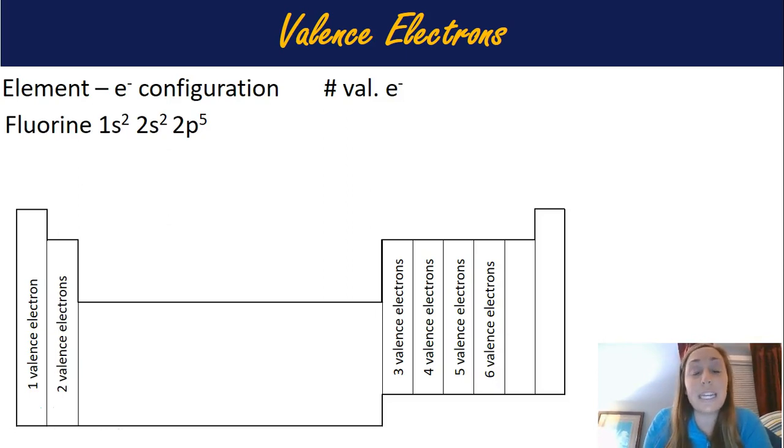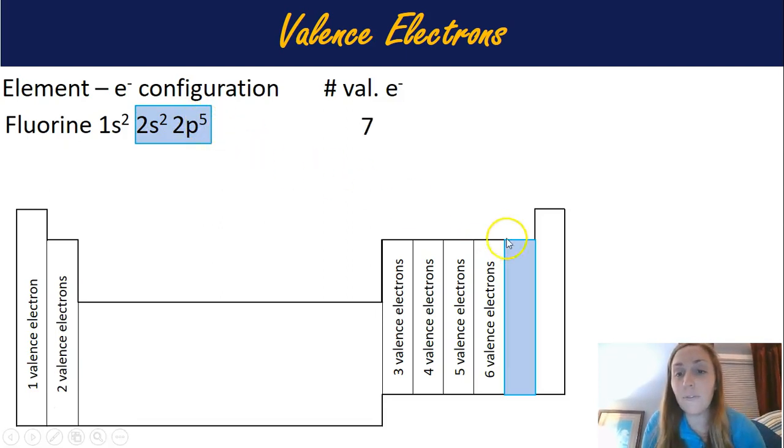Fluorine. Fluorine is 1s2, 2s2, 2p5. So the largest energy level for fluorine would be 2. Notice it goes 1, then 2, and both of these are 2. So both are included in the furthest energy level. You've got 2 and 5, totaling 7 valence electrons. So since fluorine makes up this group, which is known as the halogens, all halogens, or anyone fluorine and below, all have 7 valence electrons.